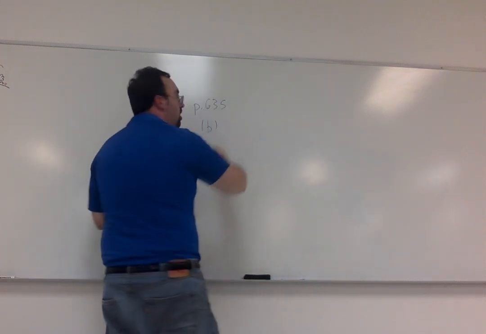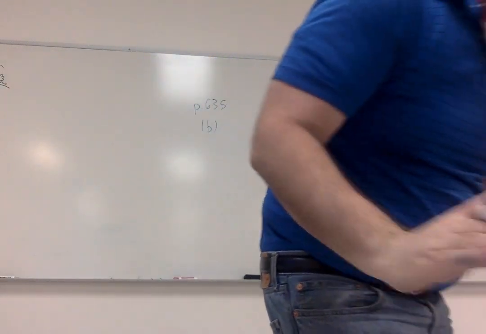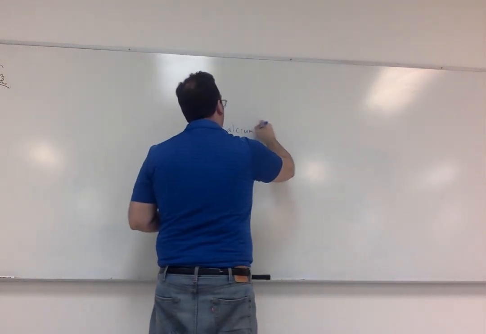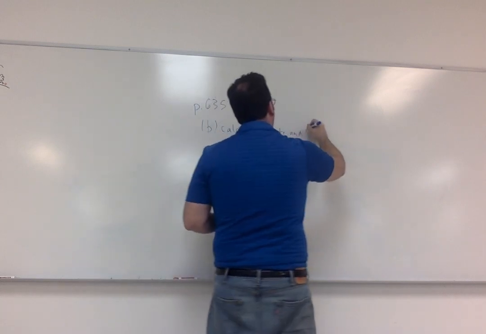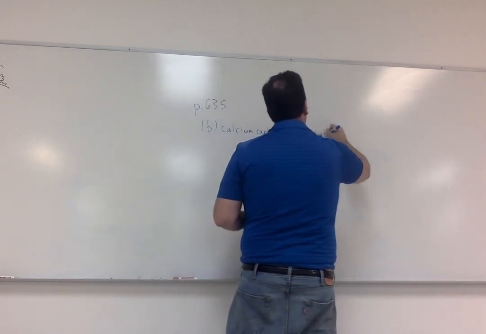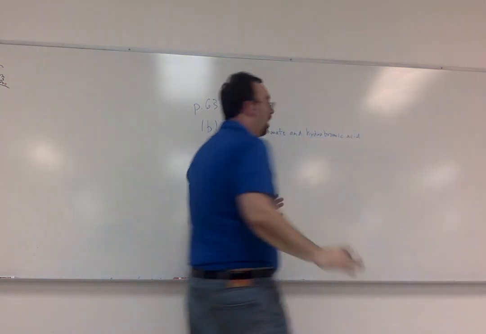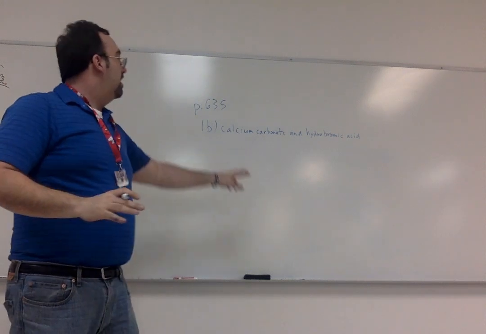Part B, we're going to now react calcium carbonate and hydrobromic acid. So calcium carbonate and hydrobromic acid. All right, first thing we need to do is figure out the formulas for each of these.